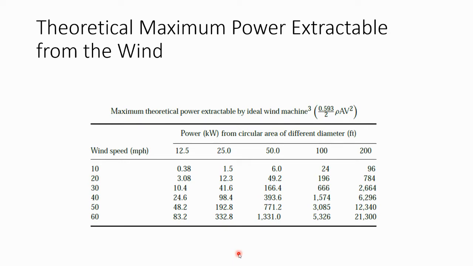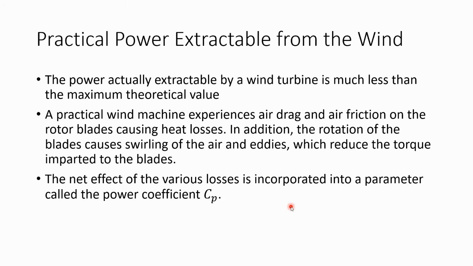And this is only a table where I have calculated various extractable power based on different wind speed and also different cross-sectional area where the wind is going through, the cross-sectional area being the cross-sectional area of the wind turbine, depending on the length of the blade. Okay. So practical power extractable from the wind.